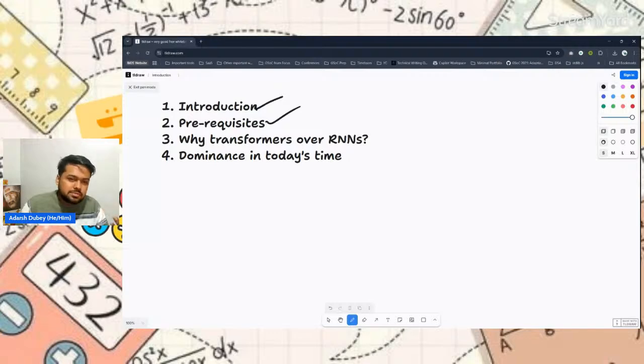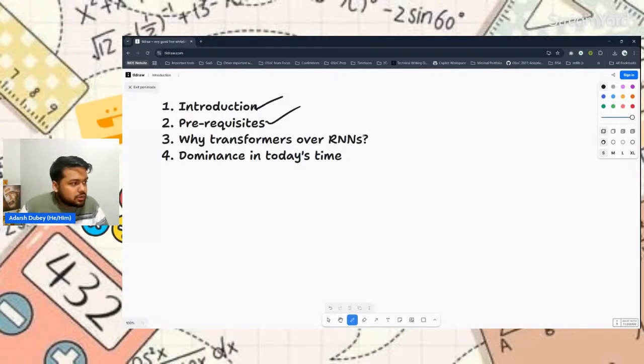For RNNs and LSTMs, it's fine as long as you have a basic intuition of how a feedback neural network works. I can tell you why transformers over RNNs, and you don't need anything else. Other than that, you also need to know... I believe this is enough of the prerequisites, right? If you know all these, then I believe you're good to go.